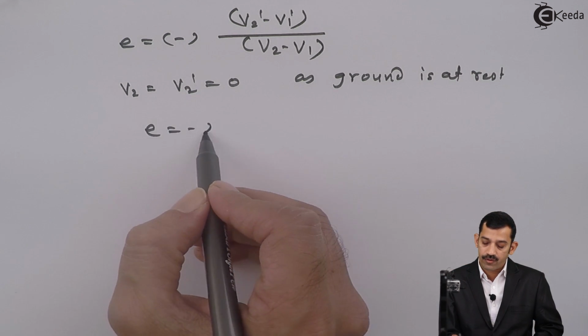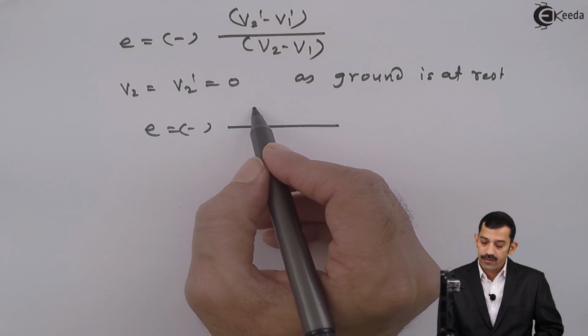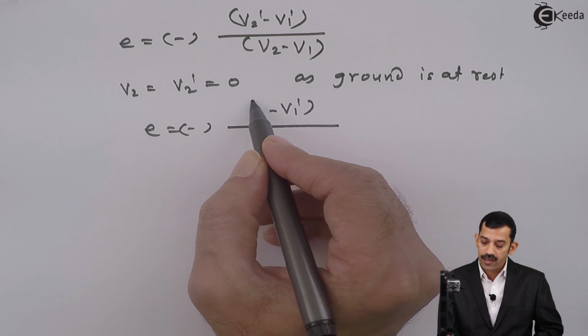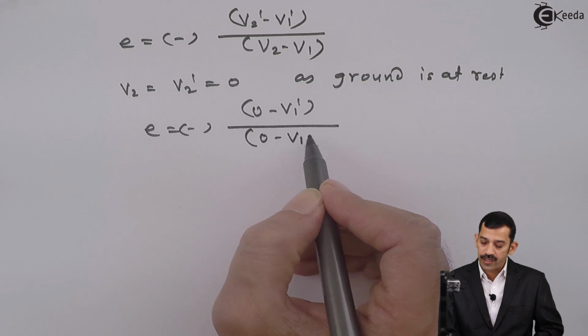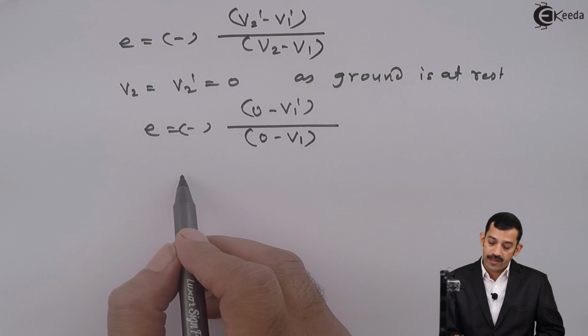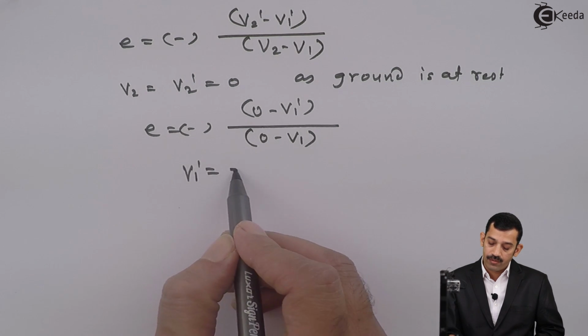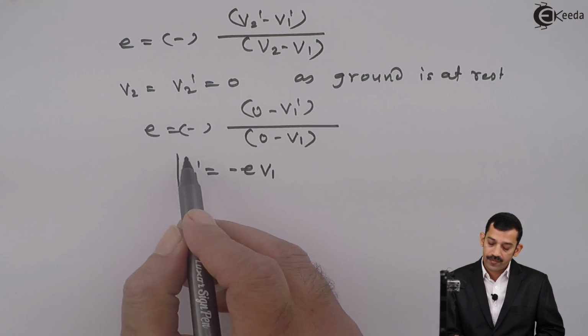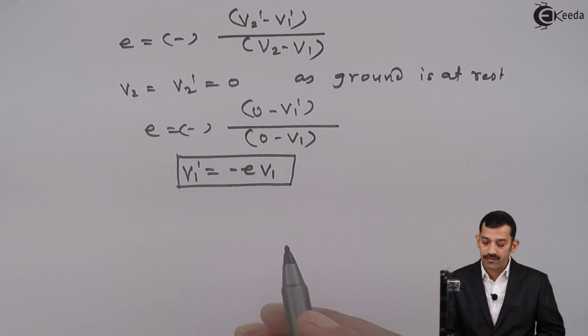Therefore, what will we get for e? e equal to minus of (0 minus v1 dash) upon (0 minus v1). That means minus minus plus, again minus means minus. So what will we get? v1 dash equal to minus e v1.